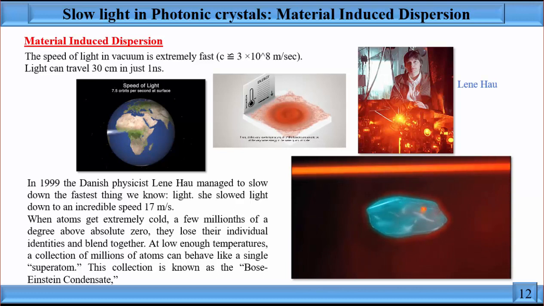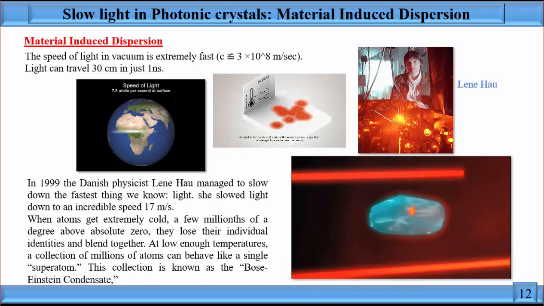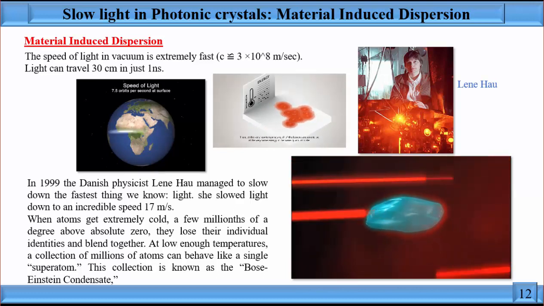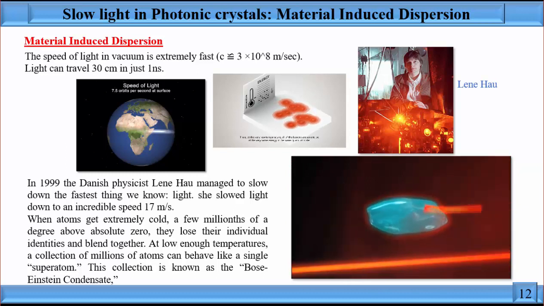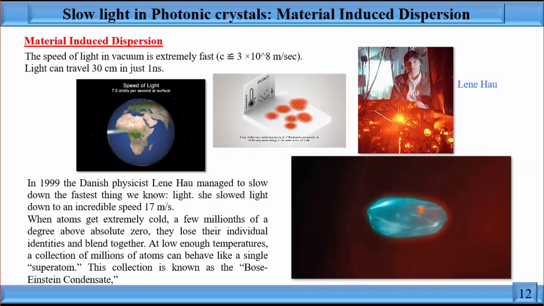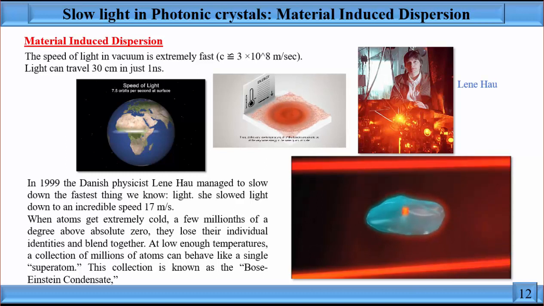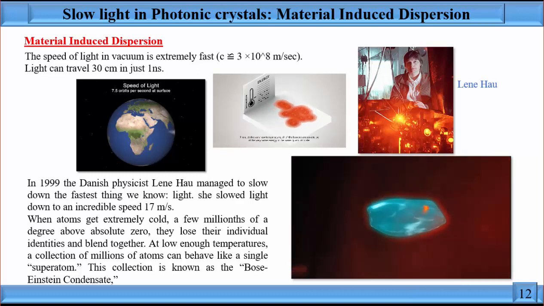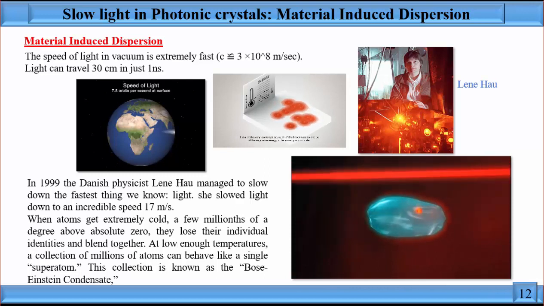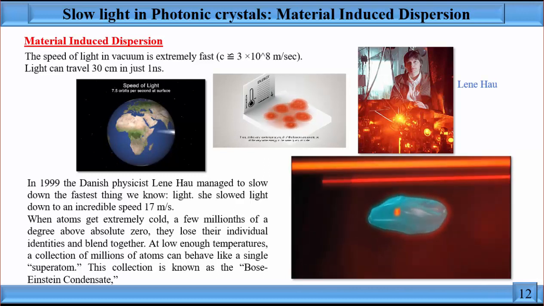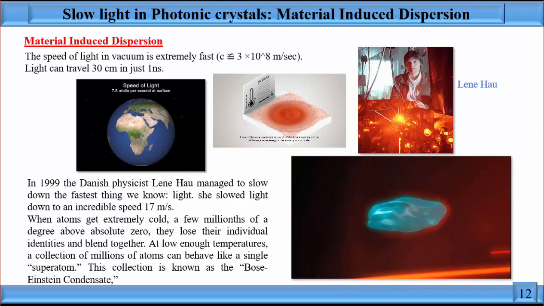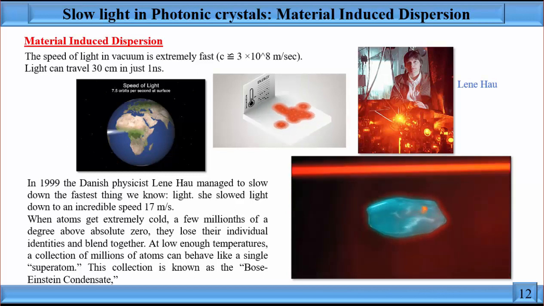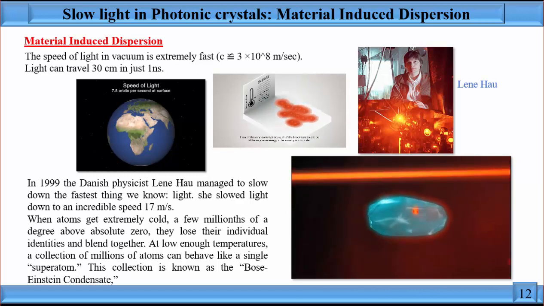In 1999 the Danish physicist Lene Hau managed to slow down the fastest thing we know, light. She slowed light down to an incredible speed of 17 m/s. When atoms get extremely cold, a few millionths of a degree above absolute zero, they lose their individual identities and blend together. At low enough temperatures, a collection of millions of atoms can behave like a single superatom. This collection is known as the Bose-Einstein condensate.